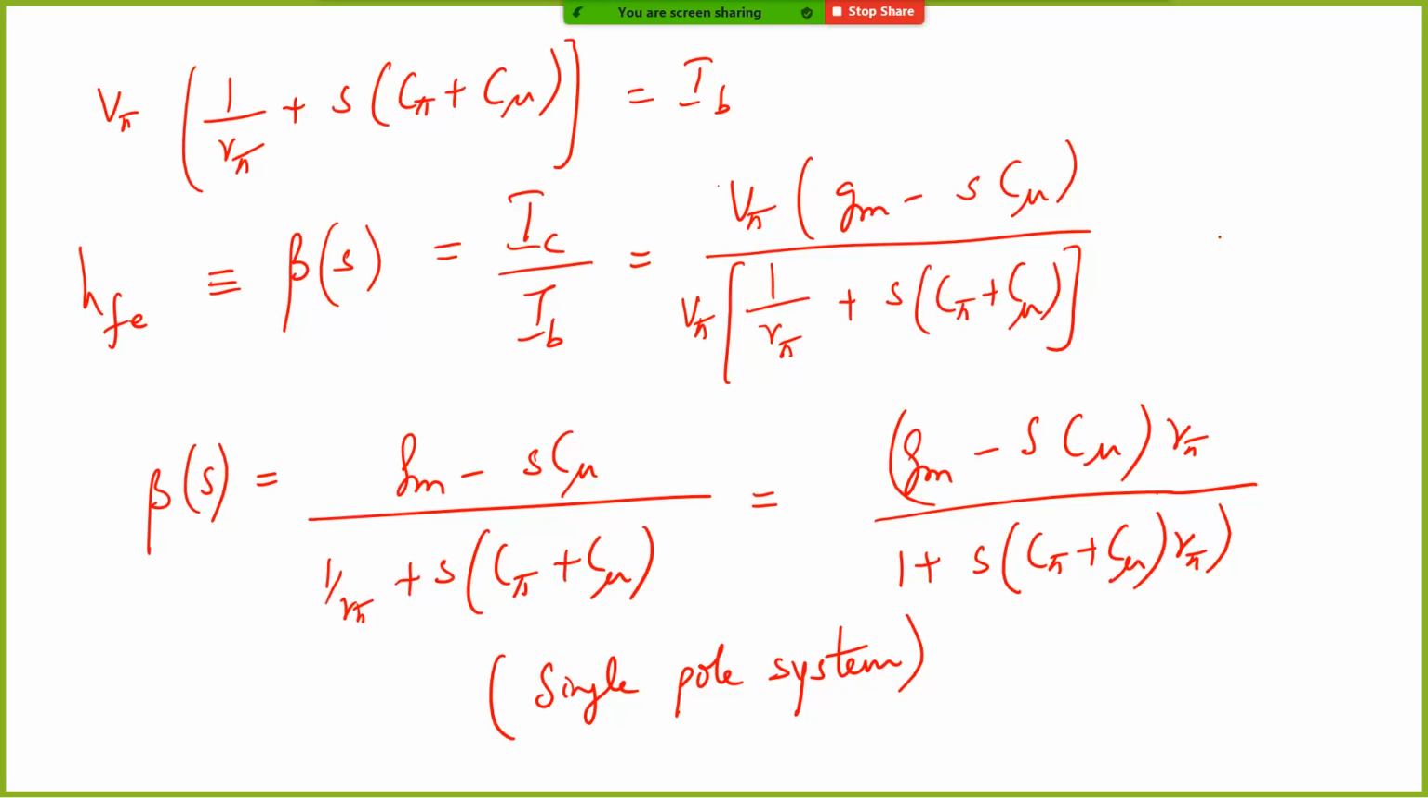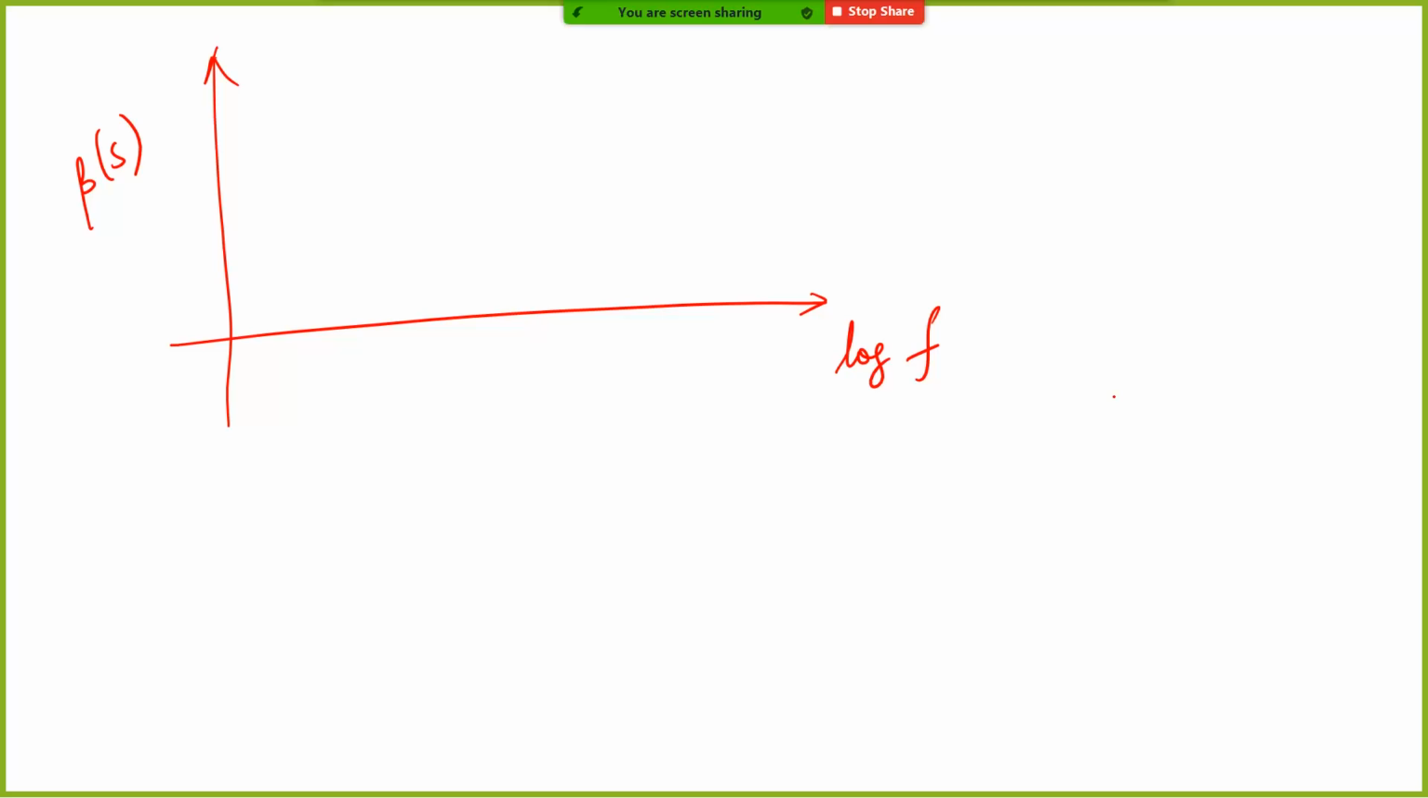Now what will be the corner frequency? What will be the corner frequency, or the 3 dB frequency, or the pole frequency? Okay, so if you have a certain, let's say H of S, which is some A times 1 by (1 plus S by omega P). If this is a generic transfer function, this is a first order system, and it is a single pole system basically.